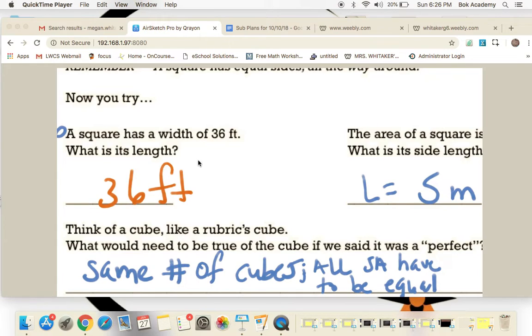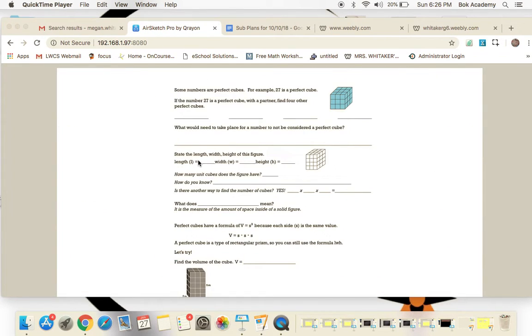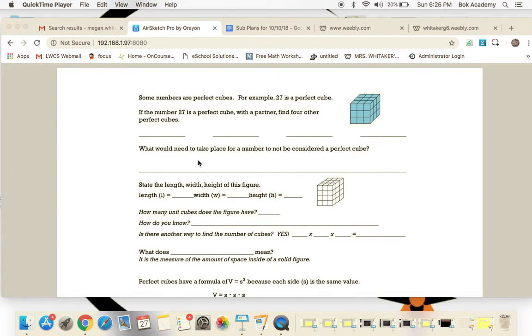Okay, let's go ahead and look at the back side of your lesson. Here's the back side. Some numbers are perfect cubes. For example, 27 is a perfect cube. If the number 27 is a perfect cube, with a partner, find 4 other perfect cubes. I'm going to go ahead and have you pause the video.